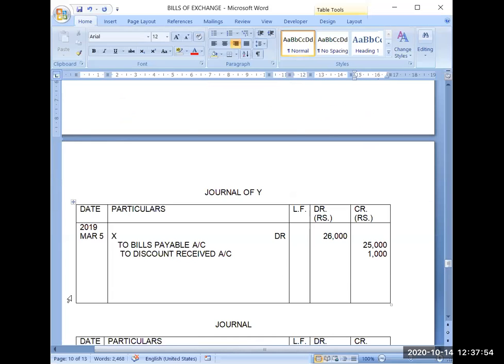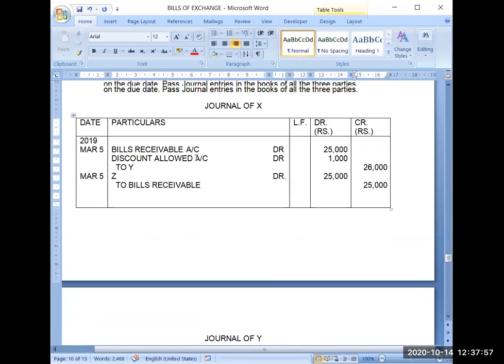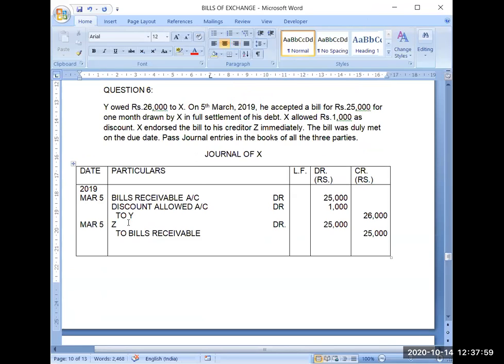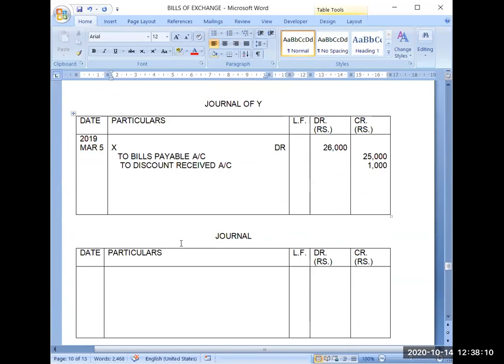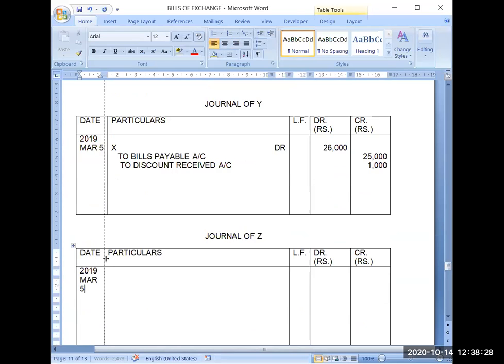Okay. Now, same logic here will be that because this bill has been transferred by X to Z, means the transaction is between only X and Z. Y is not concerned regarding this transaction. That's why in books of Y, we will not be recording any entry. But third party is there, then third party is Z. So we will be recording this transaction in books of Z, 2019, and the date is March 5. So this transaction is between X and Z. So we will be recording only in the books of X and Z.